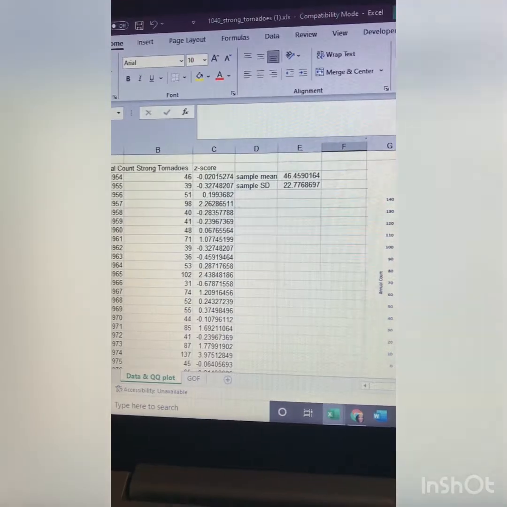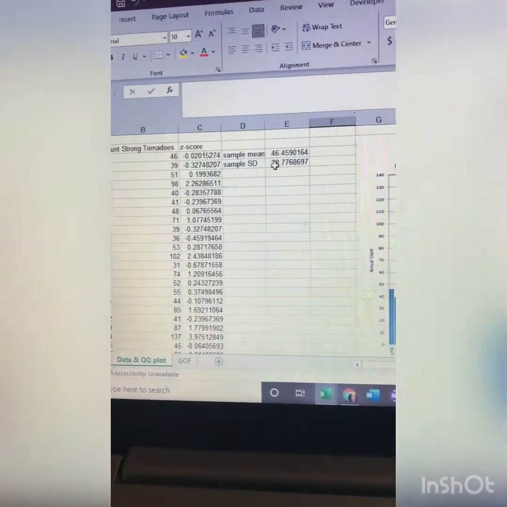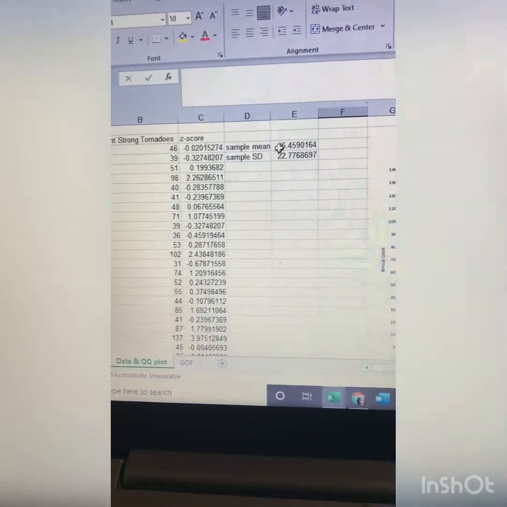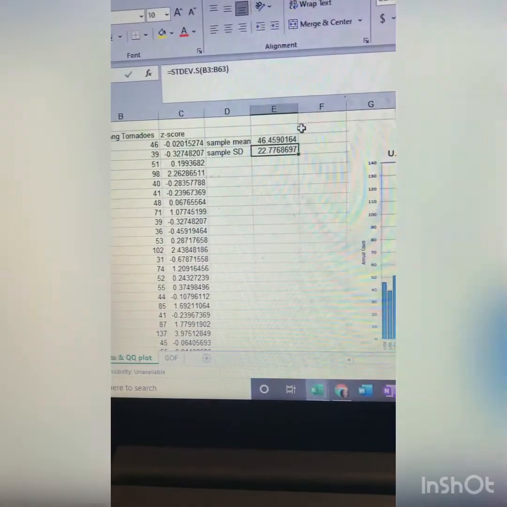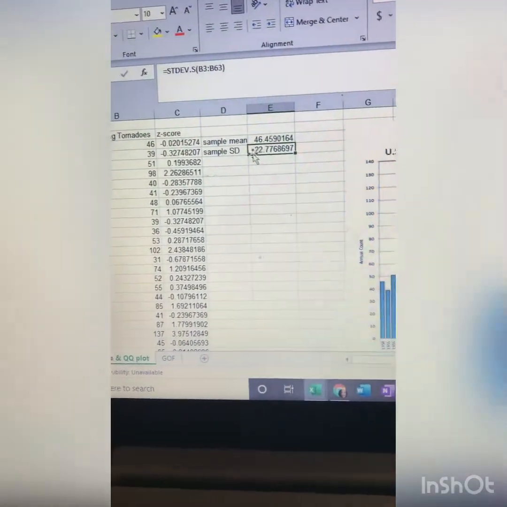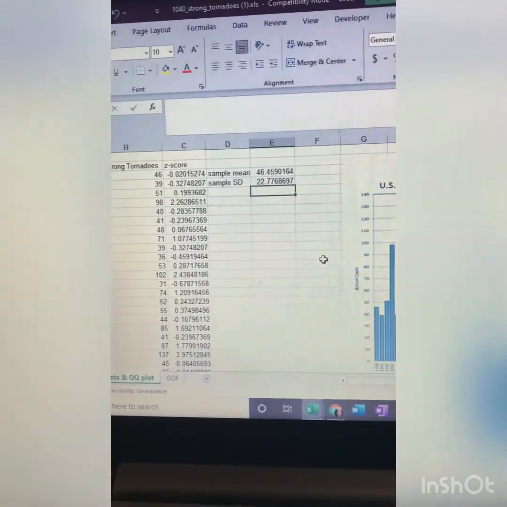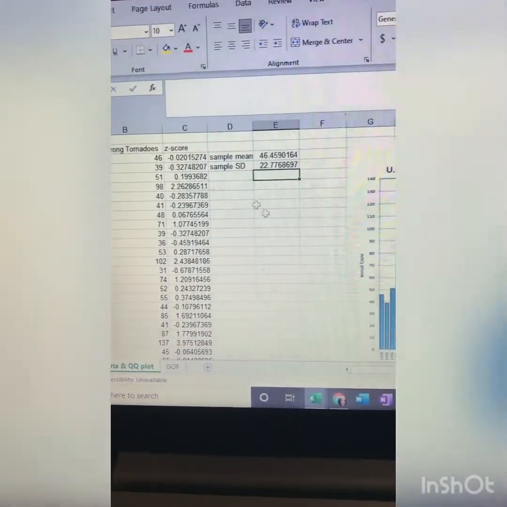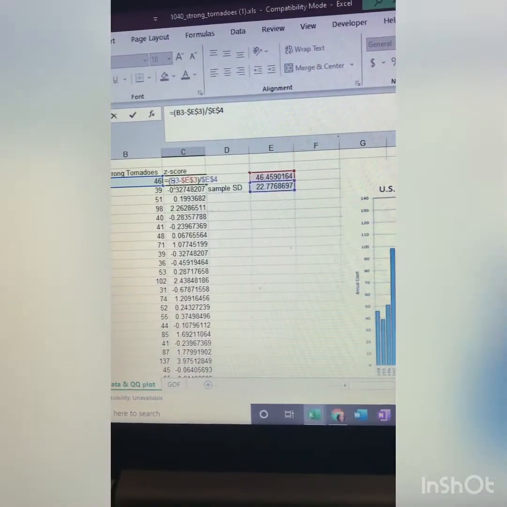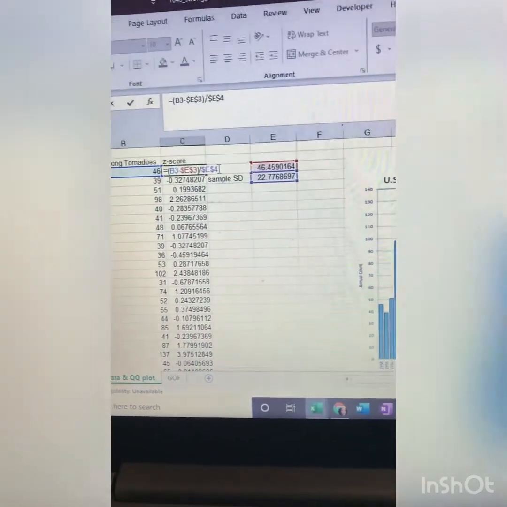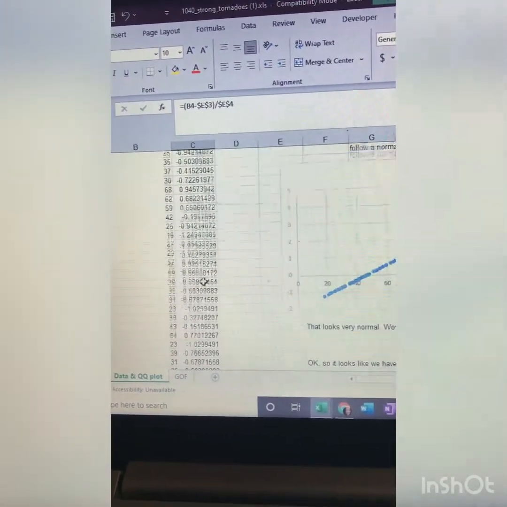So first off, we're going to calculate our z-scores. The first thing we have to do is calculate our sample mean, where we take the average of our tornadoes, how many were in each year, and then calculate our sample standard deviation the same way. Once we have those, all we do is x minus the mean divided by the standard deviation, and then we do that for each of those points, resulting in these lovely z-scores.